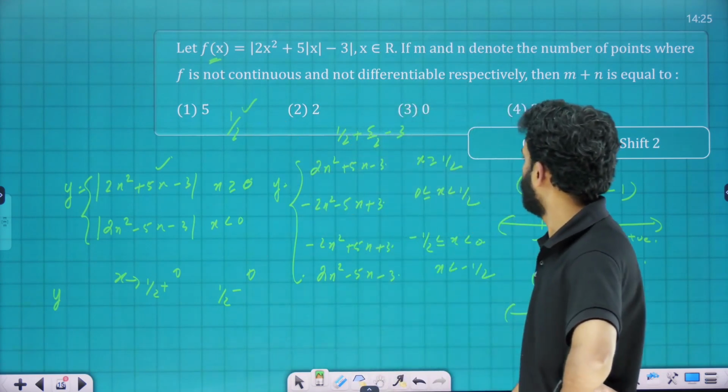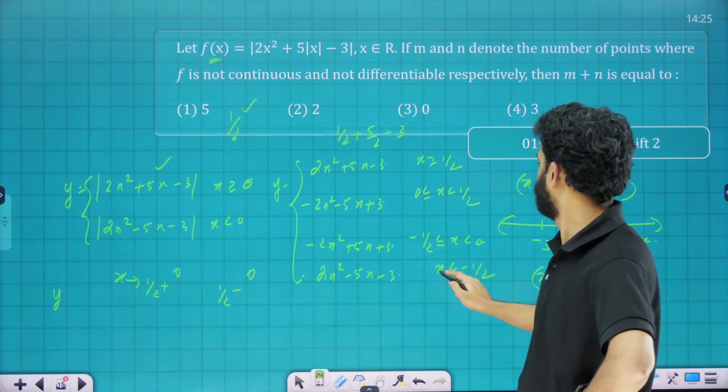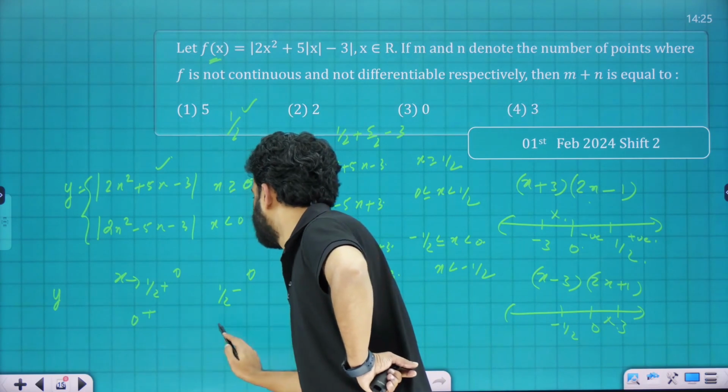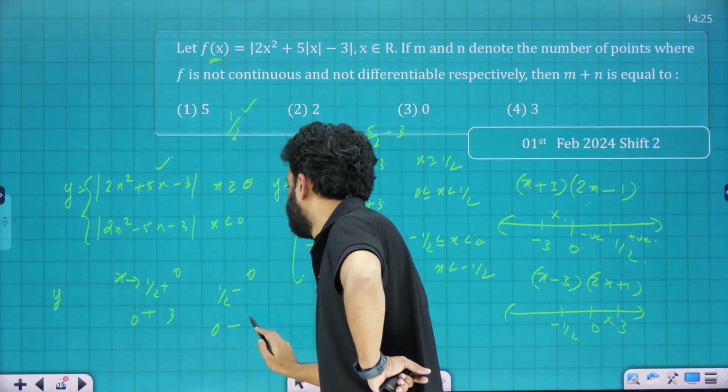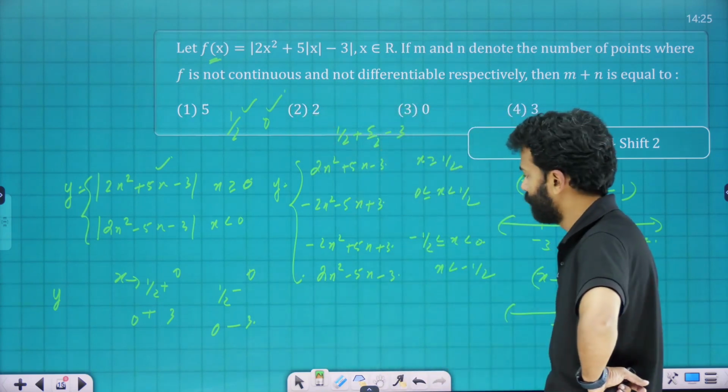1 by 2. Okay, and let's go for 0 here. 0 plus will be 3 and 0 minus will also be 3. That is 0 plus, 0 minus. What about 0 plus, 3? And 0 minus is also 3. So the function is what? Continuous at x equal to 0.